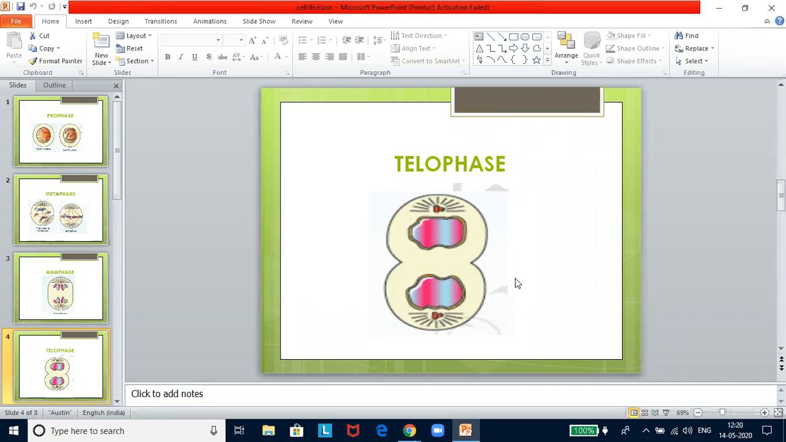In animal cell, if you look, this is an animal cell. So you look into this, the cell membrane will start constricting from the periphery and they will move towards the center. And once they move towards the center, by the end of the telophase, you will find the formation of two daughter cells. Now, what is the significance of mitosis?